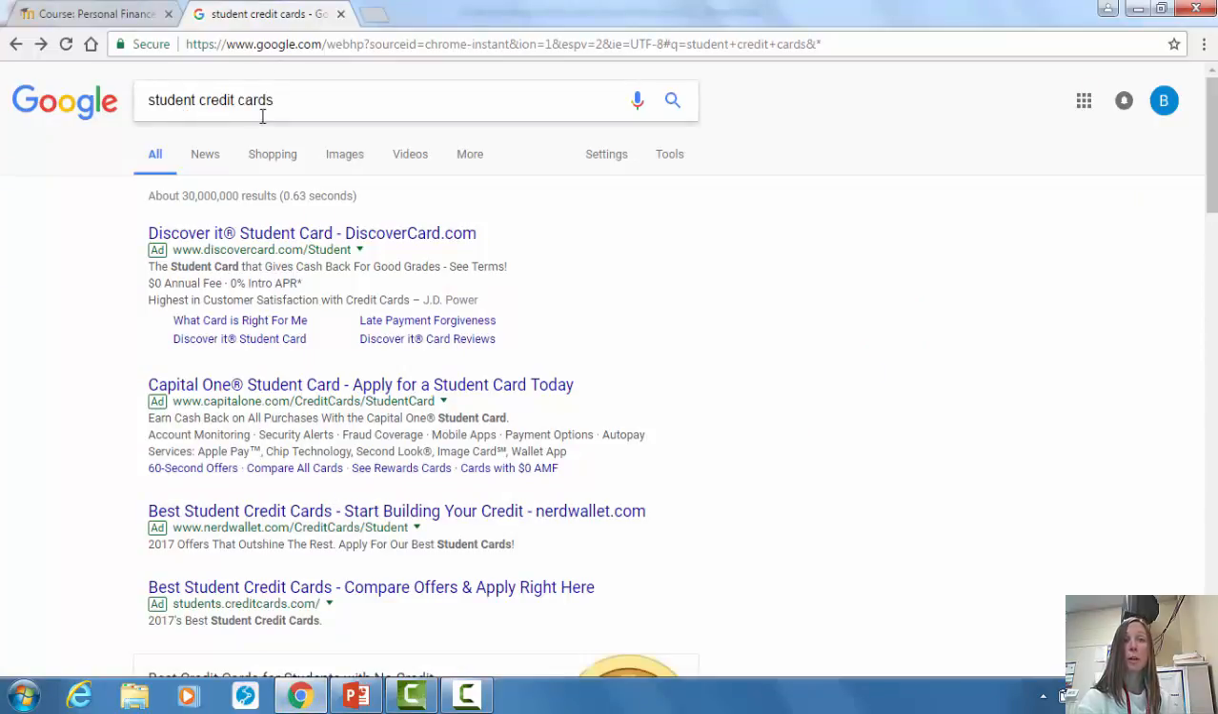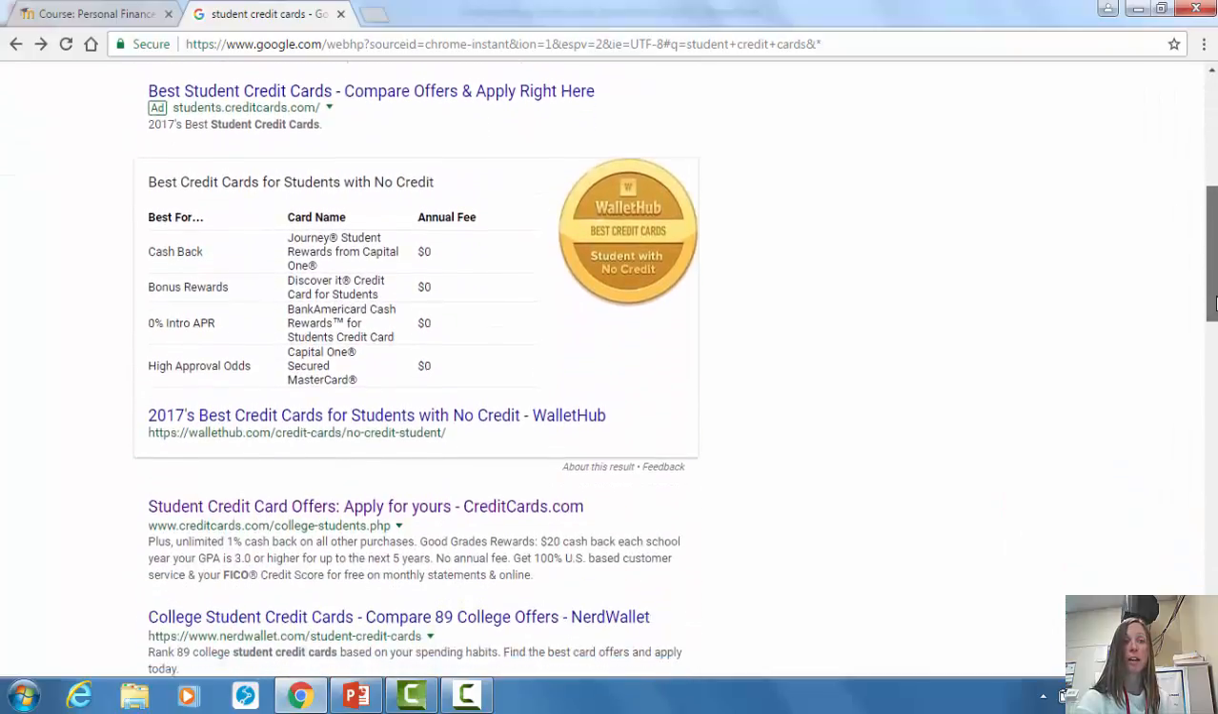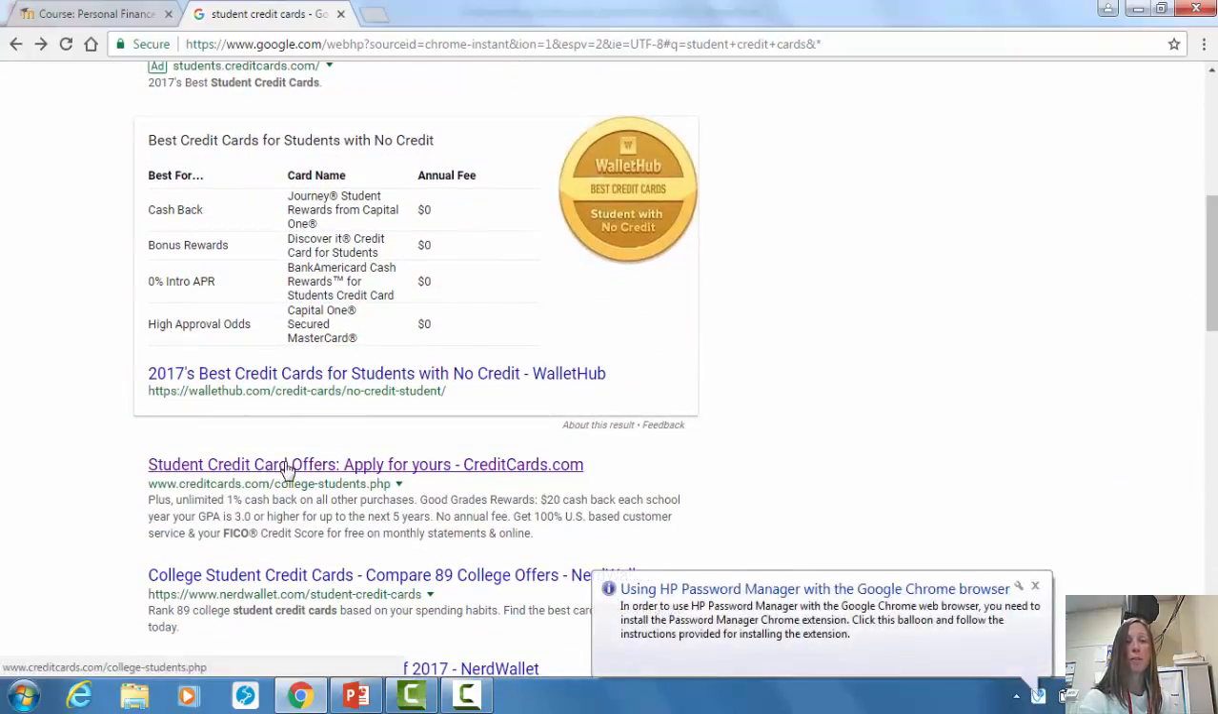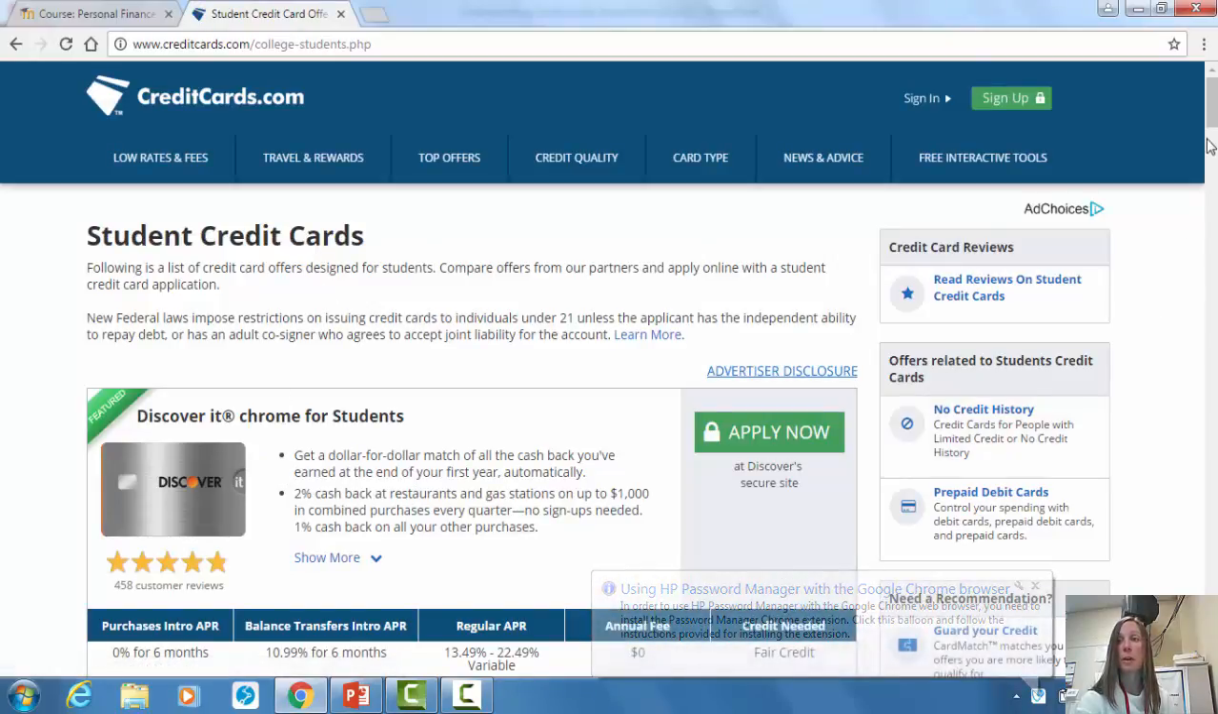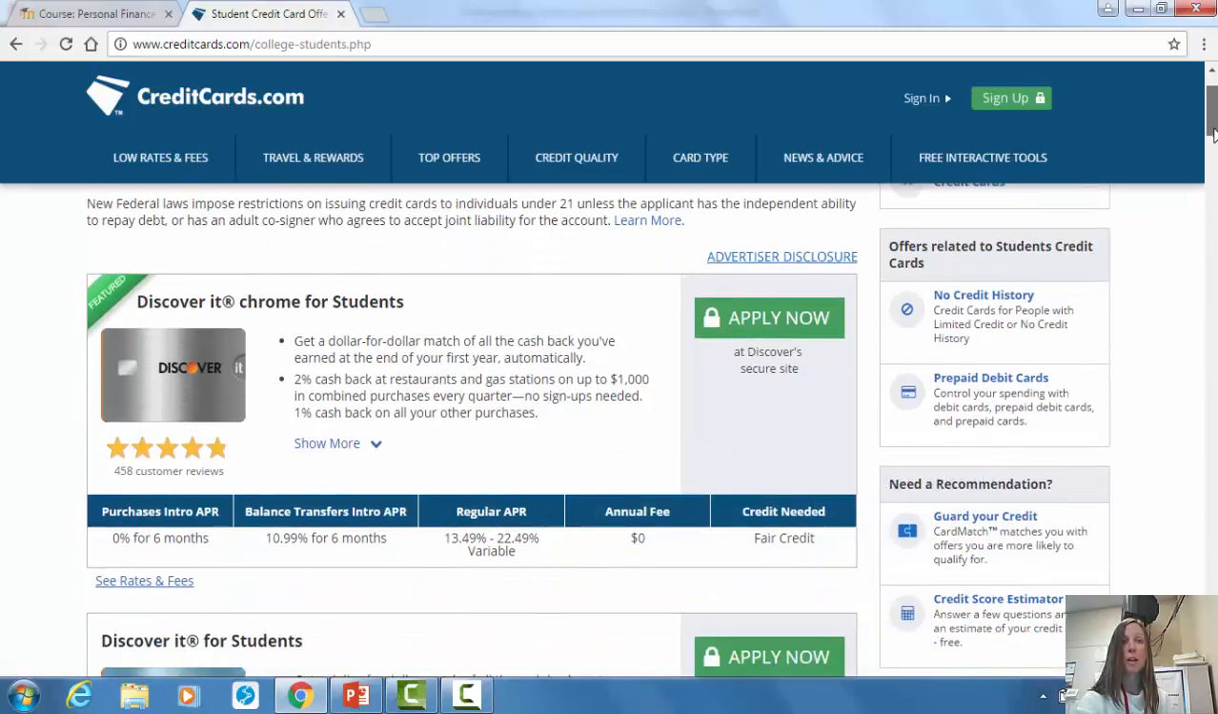So before we start credit card chaos, I am going to go into Google. I type student credit cards. I'm not going to go into any of the ads, but I'll click on right here, student credit card offers. You can click credit cards or anything that you want. These are credit cards that are listed right here for students.